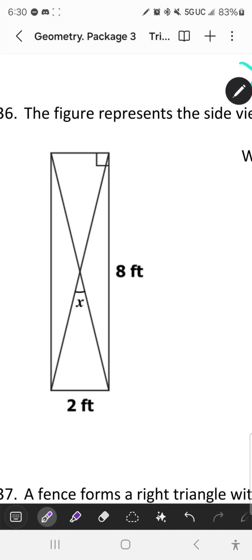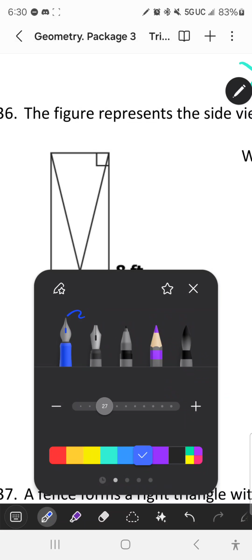Let me explain why I know. First, if these two sides are equal, I can say this is an isosceles triangle. An isosceles triangle has equal angles at the base. So if these two sides are equal, this is the base, so this angle must be equal to this angle. And I can actually know the value of this angle because of this.